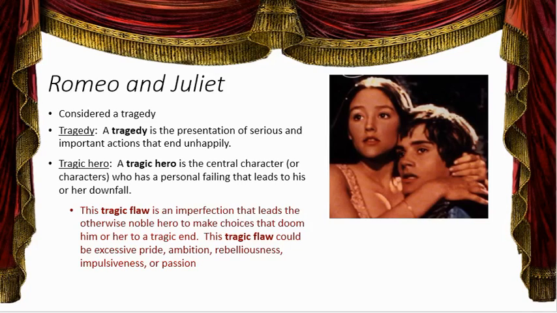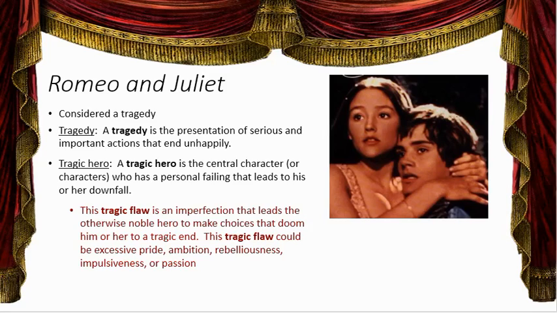A tragic flaw can be excessive pride, ambition, rebelliousness, impulsiveness, or passion, all of which would lead to the downfall of your hero. In our case, the tragic flaw of Romeo and Juliet is impulsivity. They make decisions too quickly, they don't think through them, they don't worry about who's going to be affected by them, and that leads to both of them dying at the end, moving too quickly and not thinking. That is their flaw. That is directly stated.